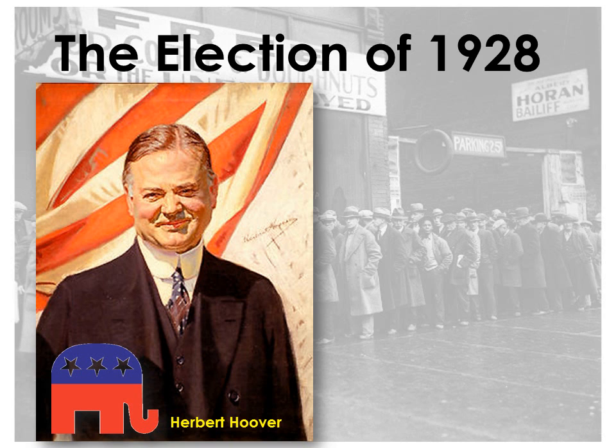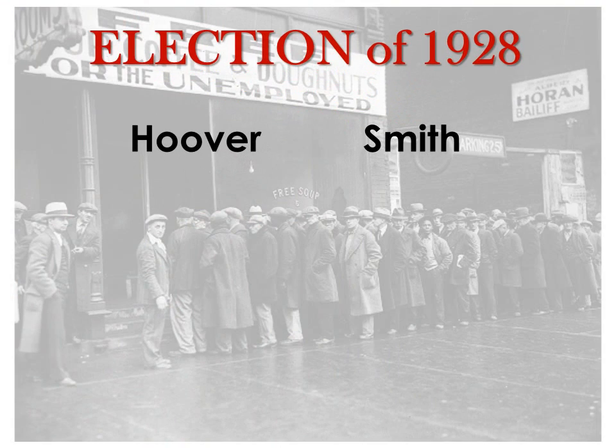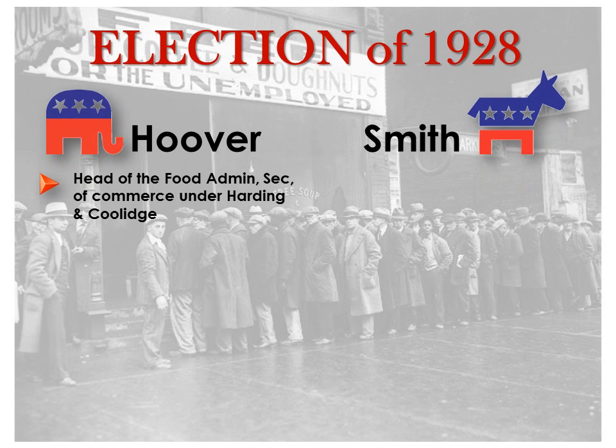Now, the Democrats have this guy on offer, Al Smith. Now, you've never heard of President Smith, so you can see where this is going. But let's look at why Hoover was so successful and why you've never heard of President Smith. Herbert Hoover was the head of the Food Administration during World War I. He was Secretary of Commerce under Harding and under Coolidge. Smith was governor of New York. Not a bad position, but he was governor of New York.